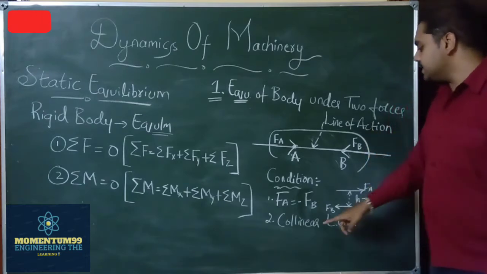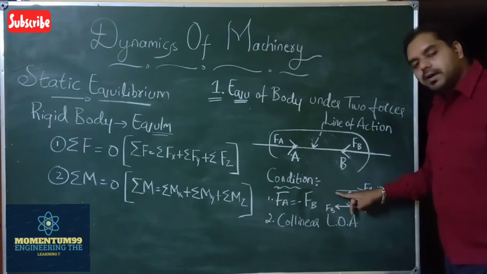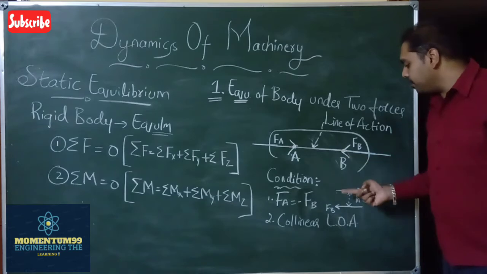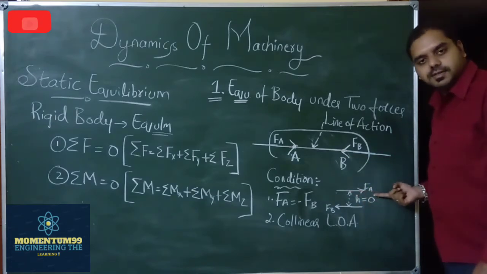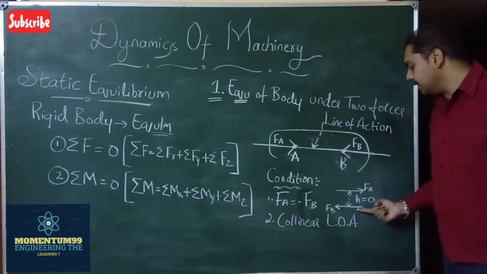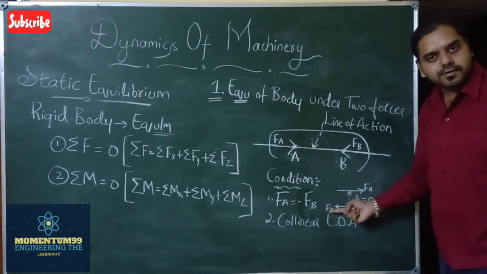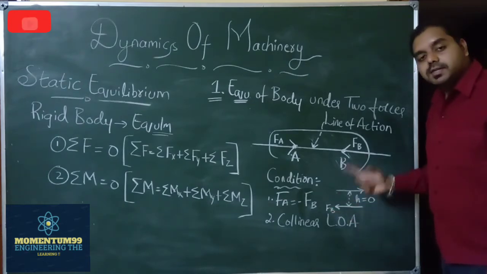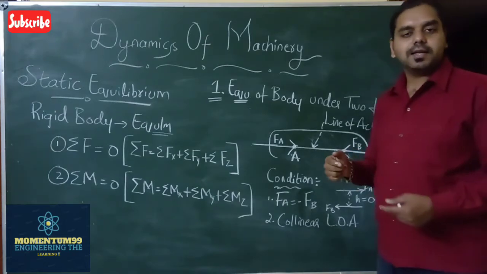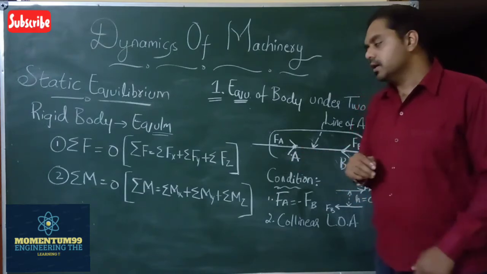Also, in order to learn this second condition, we can make use of this diagram. Since the force Fa is acting from left to right, we will write the line of action moving towards the right side. And since we have the force Fb moving from right to left, we can write the line of action representing the force Fb as moving from right to left. Now, what is the condition to be satisfied? The second condition: both these forces should be collinear in nature. That is nothing but the line of action of these two forces should be the same. They should lie on the same straight line.